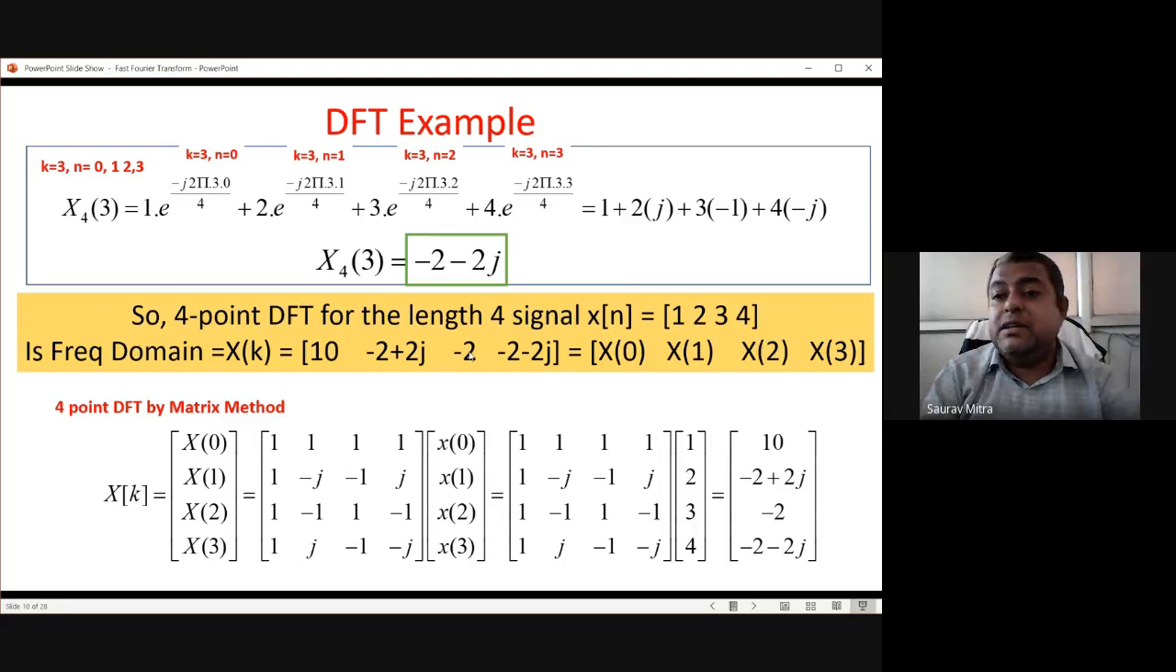How to find the middle term here? 1 minus 2 plus 3 minus 4. That way you are going to get x2, and then calculate x1 properly. This is minus 2 plus 2j. If you are calculating this properly, no need to calculate x3, because x3 will always be the complex conjugate of x1. As x1 is minus 2 plus 2j, x3 will be minus 2 minus 2j. That is, x3 will always be the complex conjugate of x1.